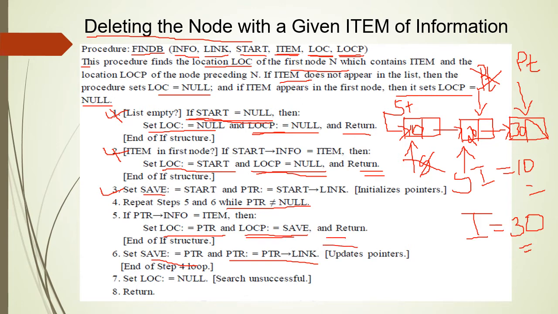Suppose the key element is 50. Even after reaching the last node, it will not find the key element. So ptr becomes null, and the condition ptr not equal to null is evaluated as false. It comes out of the while loop and sets LOC equal to null, meaning the search is unsuccessful. If the key element is not present, it sets the value null to the variable LOC, indicating that the search is unsuccessful. After receiving the values of LOC and LOCP, the main function will delete the node which contains the key element.